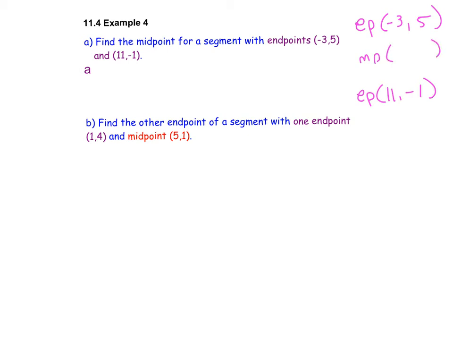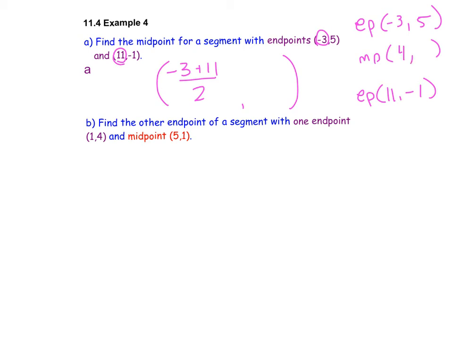Now, I know that the midpoint is the average of the x's and the average of the y's. So here I can say, okay, negative 3 plus 11 divided by 2. I'm focusing on the x coordinates here, and I'm going to find their average. Negative 3 plus 11 is 8. 8 divided by 2 leaves me with 4. So my x coordinate for my midpoint is 4.